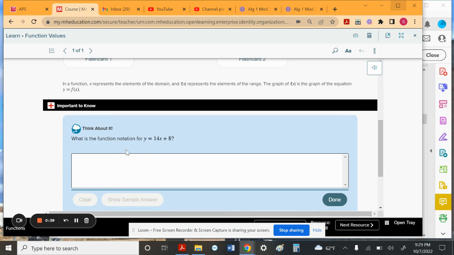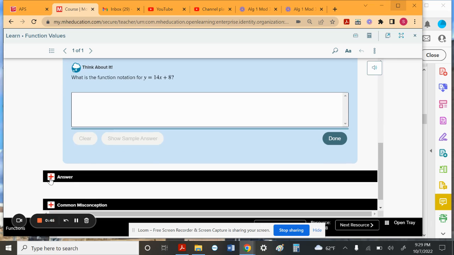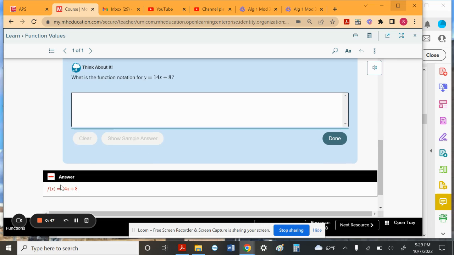So what's the function notation for this one? F of x equals 14x plus 8.